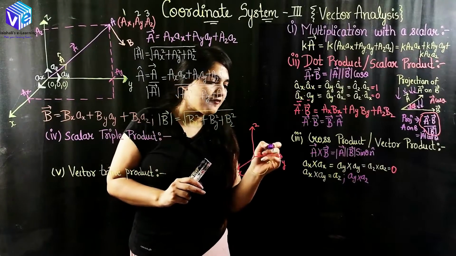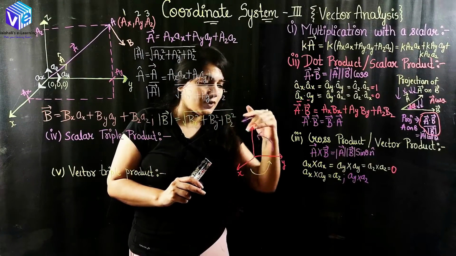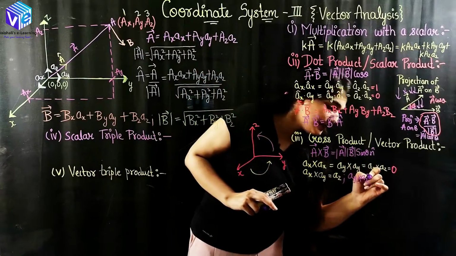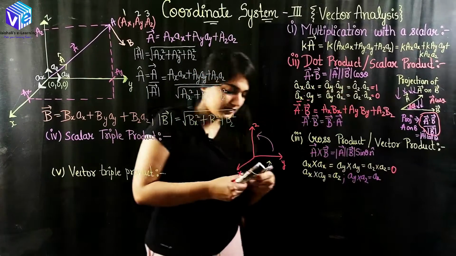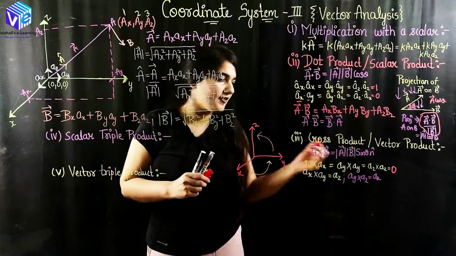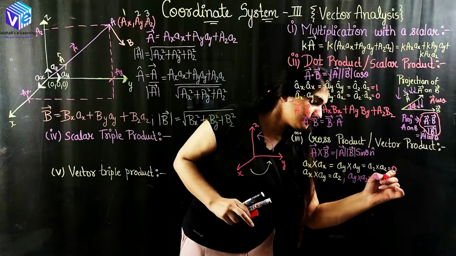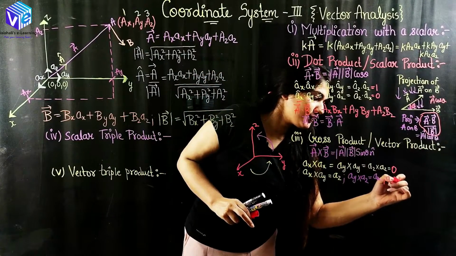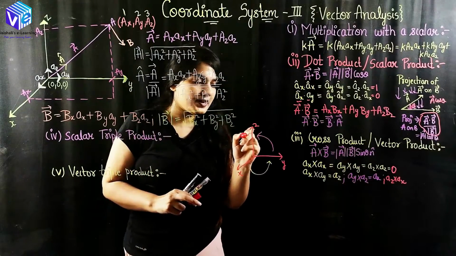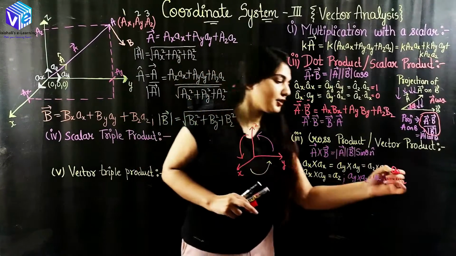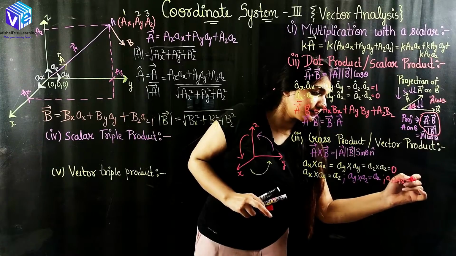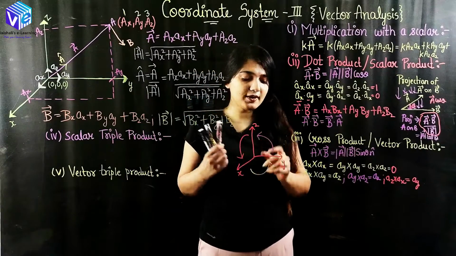In the similar fashion you can find out ay cross az. If you are finding out ay cross az, you have to move here and you will be getting ax. In the similar manner, you are finding out az cross ax. When you find out az cross ax, you will be getting ay. So this is how you can multiply them.